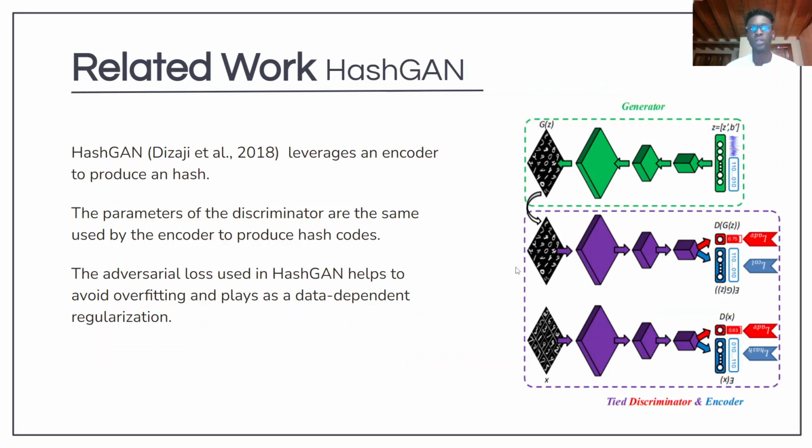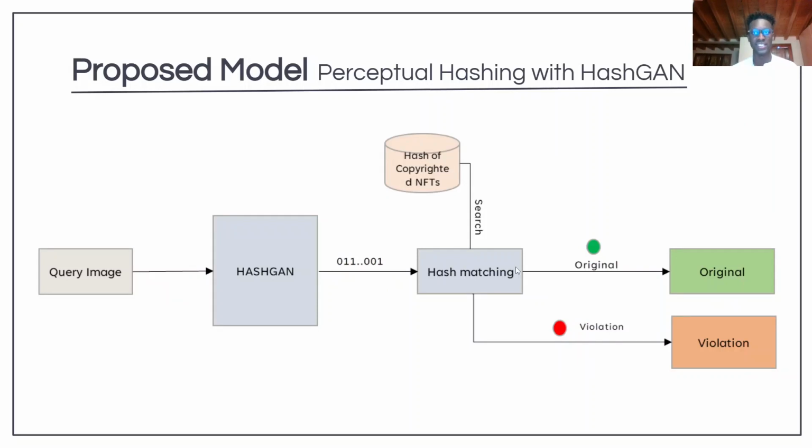In our proposed model, we'll use HashGAN, which is a generative adversarial network composed by a generator, a discriminator, and an encoder that is able to, given a set of copyrighted images, generate hashes that are robust to a lot of content-preserving transformations, such as rotation, illumination changes, and so on. So HashGAN is the first architecture that we'll use, and then we'll use also DCGAN.